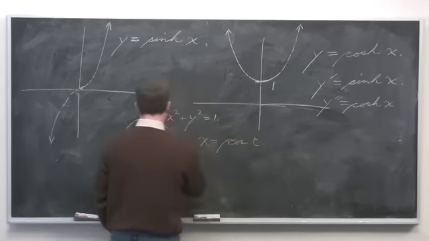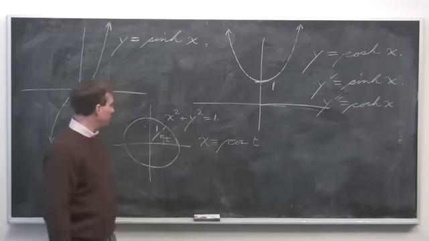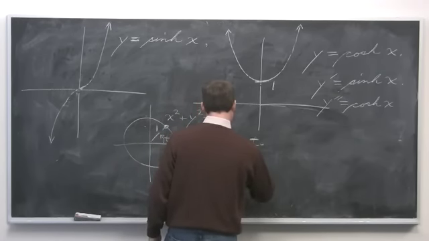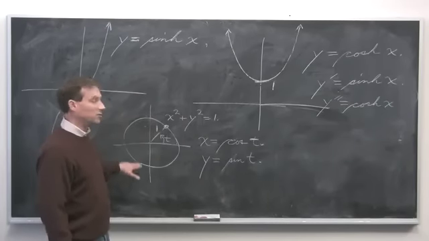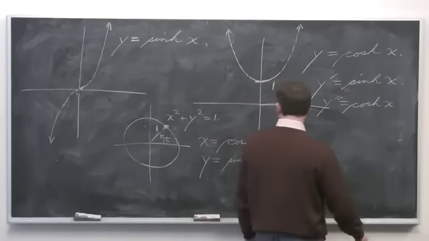So if you're at some angle t, yes, I know t is not a standard name for an angle, then the x coordinate of this point is cosine of t, and the y coordinate is the sine of t. If you let x be cosine of t and y be sine of t, that always specifies a point on the unit circle. Well, what about hyperbolic sine and cosine?